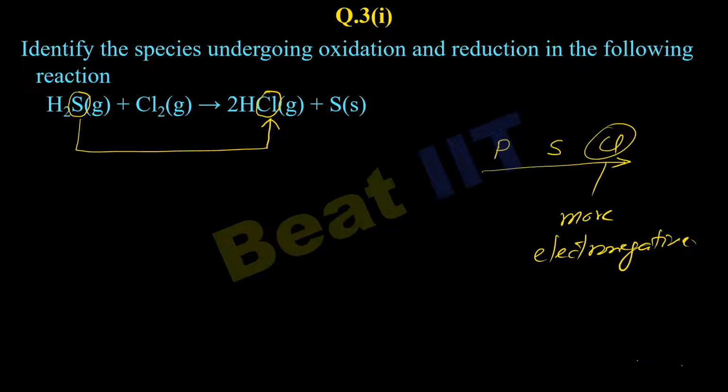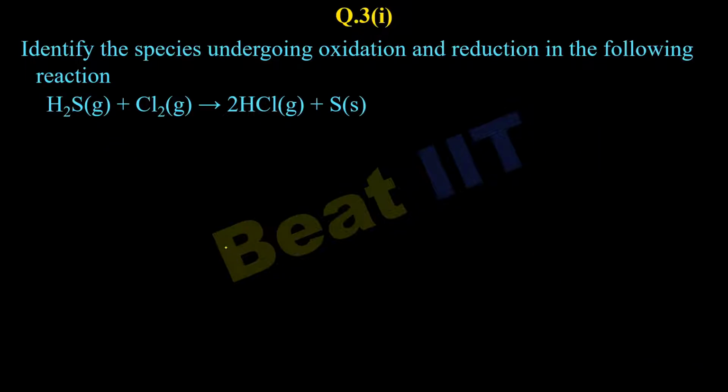Now the reduction part. Here we have chlorine, here we have chlorine. And if we see here, hydrogen is being added to chlorine. You had only chlorine here, here you have hydrogen added to chlorine, and addition of any electropositive element is reduction. So it means this part will be reduction and this part will be oxidation.